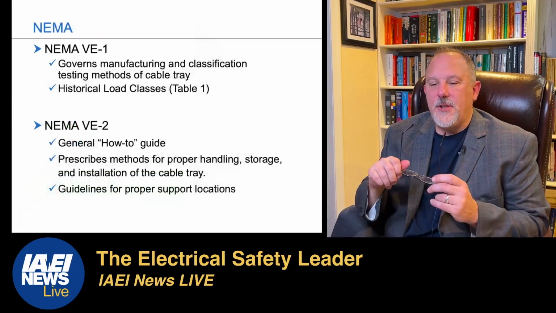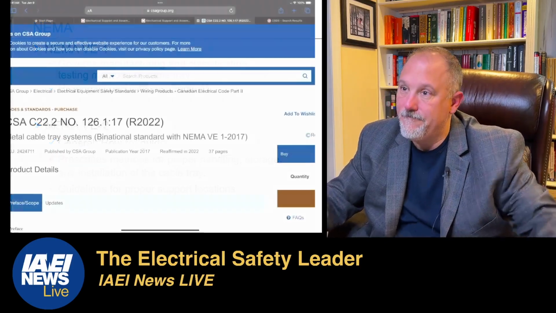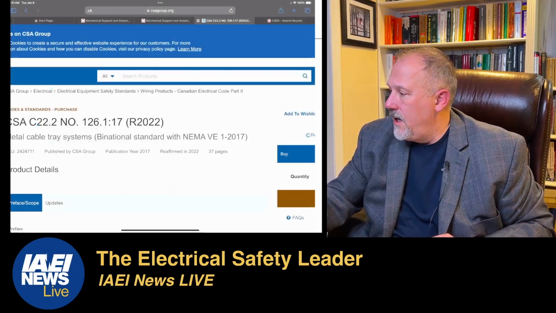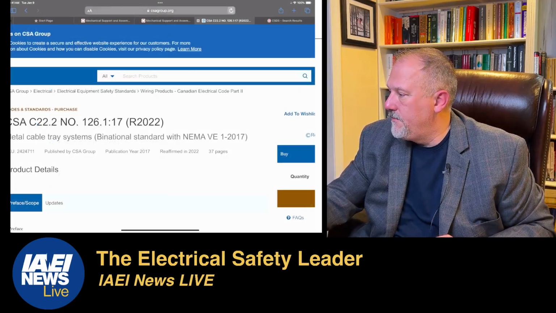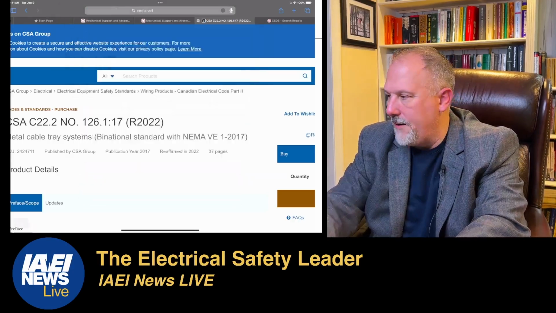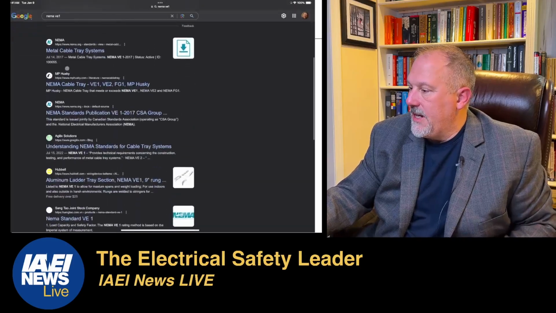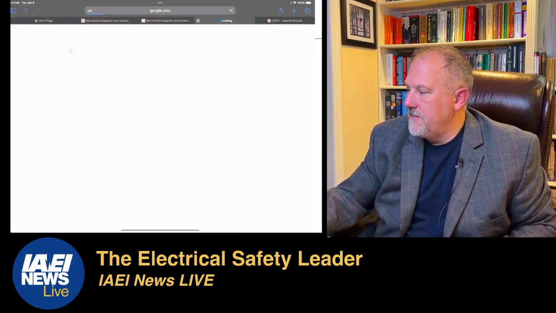Now, these are your 2 key documents. NEMA VE1, so here's what we're going to do. We are going to search for NEMA VE1. NEMA VE1 is right here, metal cable tray systems.